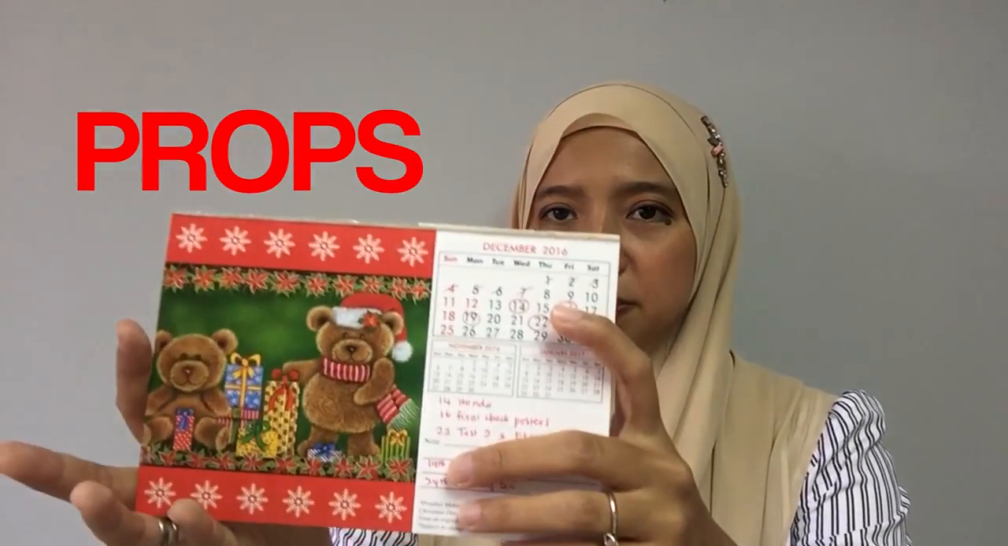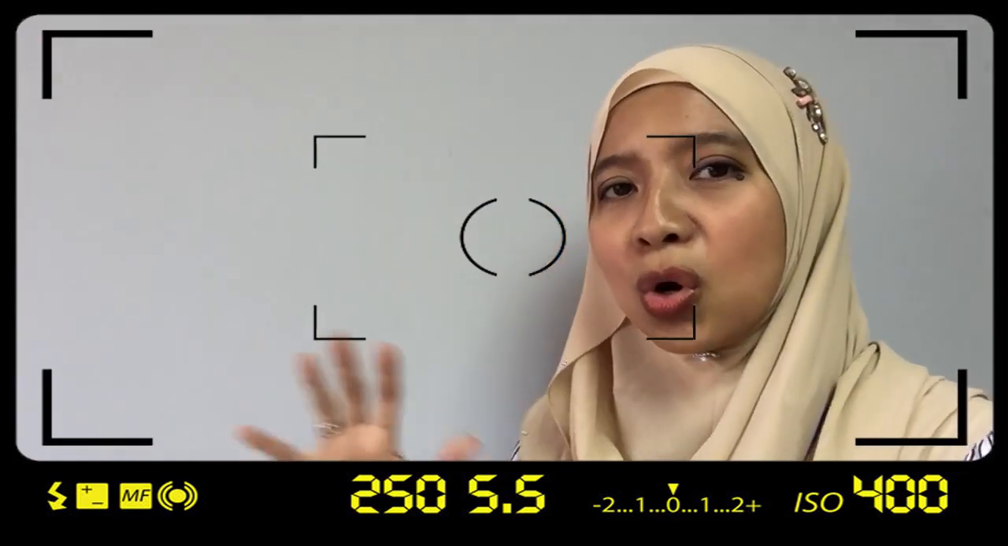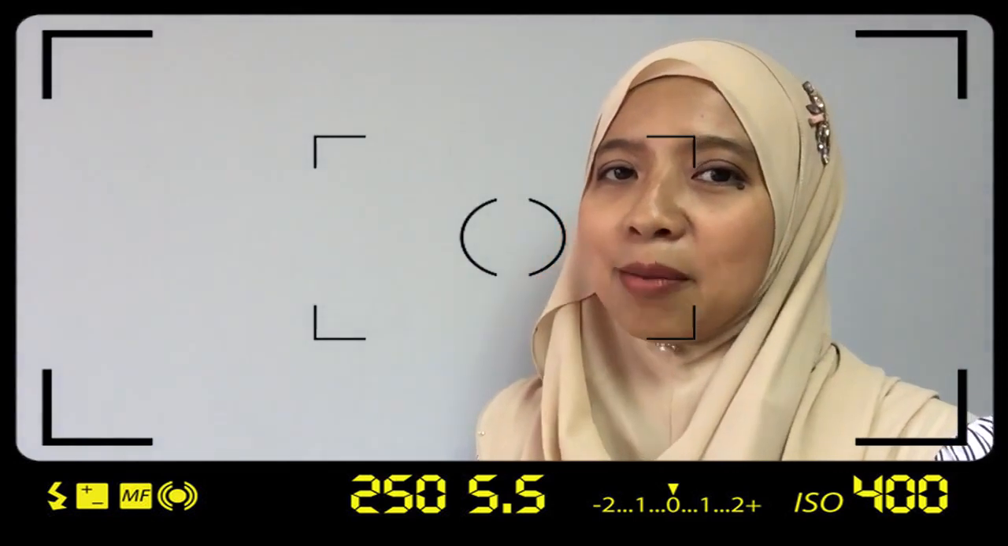If you're using props in your presentation or in your speech, make sure that when you hold your props, it is not obstructing you from your audience, and the props are not too big nor too small. Imagine again that you are speaking in front of a camera and you are in the camera frame. So your prop should be within the camera frame.